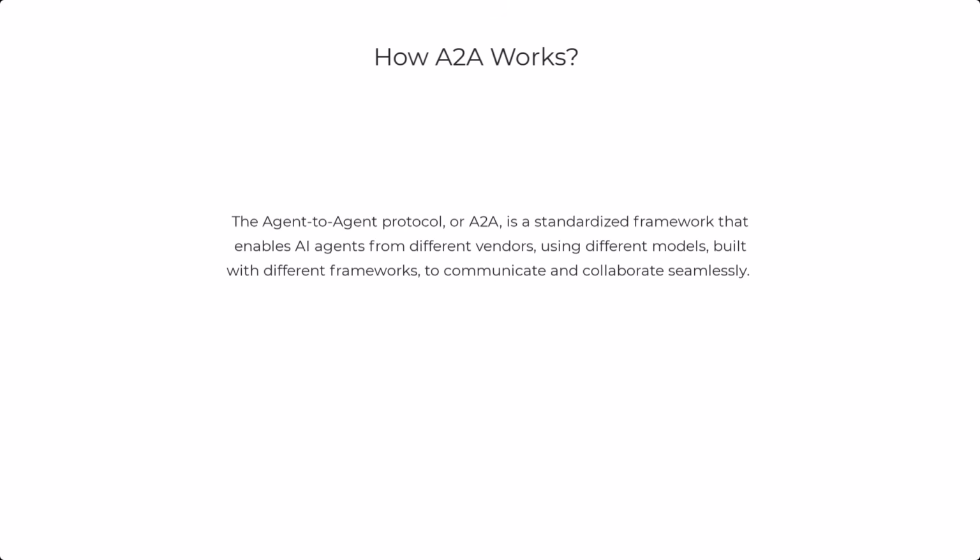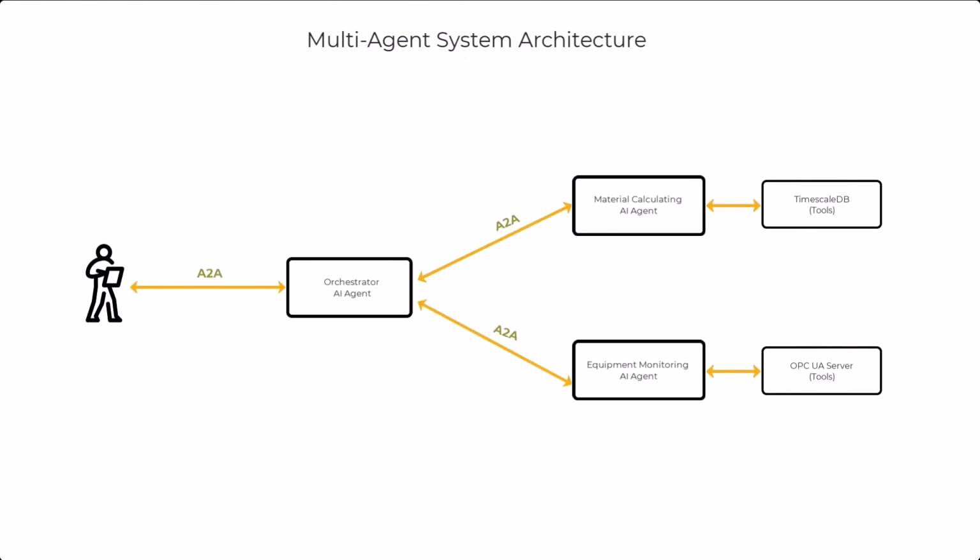The agent-to-agent protocol, or A2A, is a standardized framework that enables AI agents from different vendors, using different models, built with different frameworks, to communicate and collaborate seamlessly. Think of it as a universal language for AI agents. Without A2A, if you have agents built with LangChain, AutoGen, and CrewAI, they can't semantically interoperate with each other. Each uses its own communication format. A2A provides the common language they all understand.